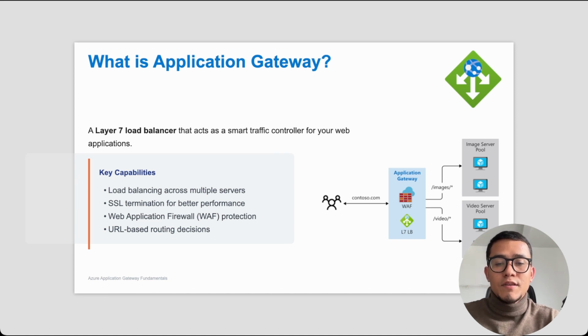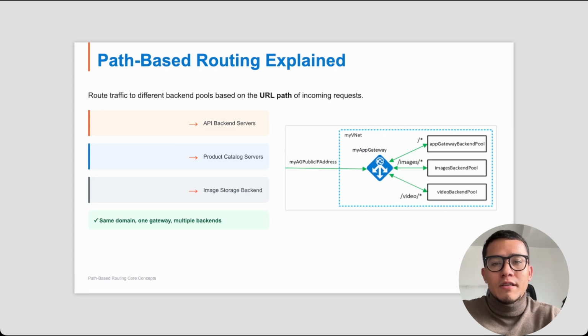And here's where it gets interesting. Path-based routing allows you to route traffic to different backend pools based on the URL path of the incoming request. So let me show you what I mean by that.